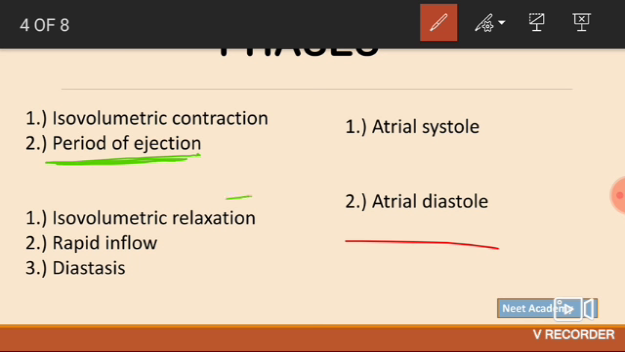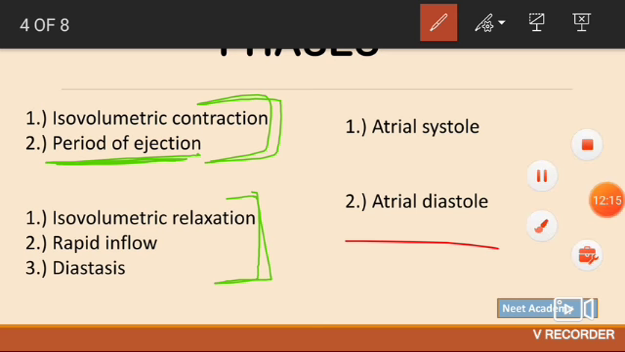Seeing the relaxation, what happened in contraction is there was isovolumetric contraction when both the valves were closed, and then there was the period of ejection, when the blood flowed away from the ventricles. Seeing the relaxation phase, we have again three parts. This is not so important, but you should know about it. First thing is isovolumetric relaxation.